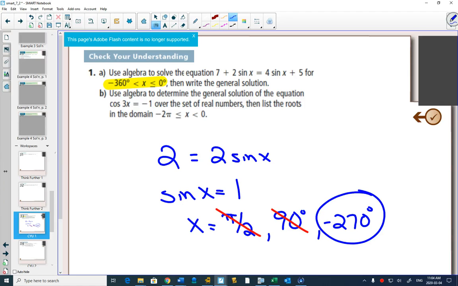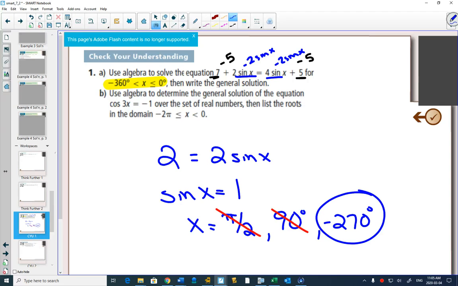Yeah, that's A. We haven't finished A yet. But it's like 7 plus 2 is 4. Okay, but we have like terms. How do I put these together? Can you see that I could subtract 5 on both sides? Oh, yeah. And then these ones are like terms. I could subtract 2 sine x on both sides. And then get sine x by itself.